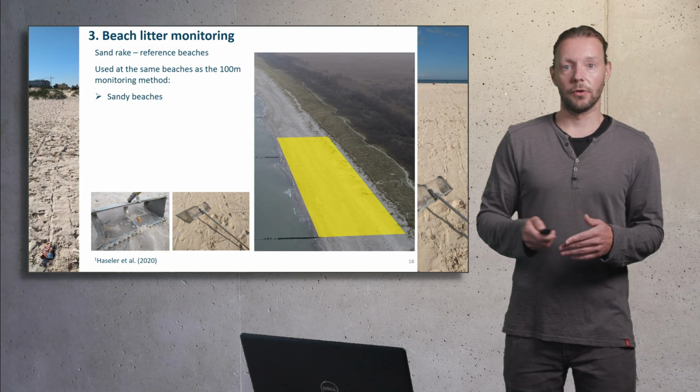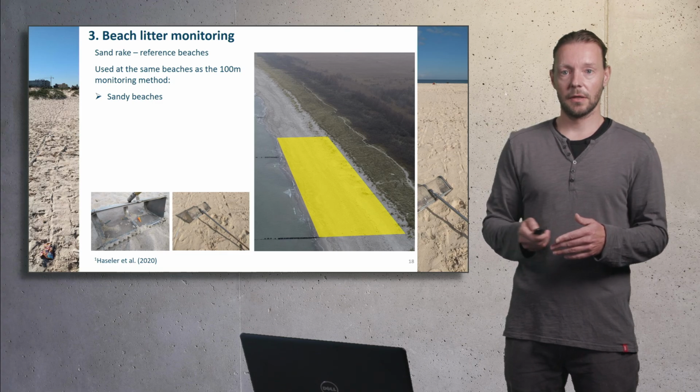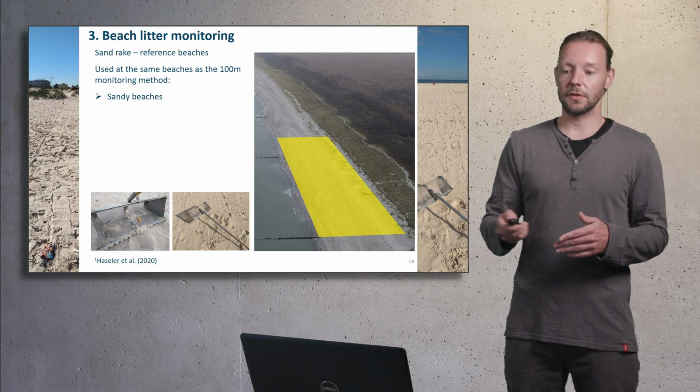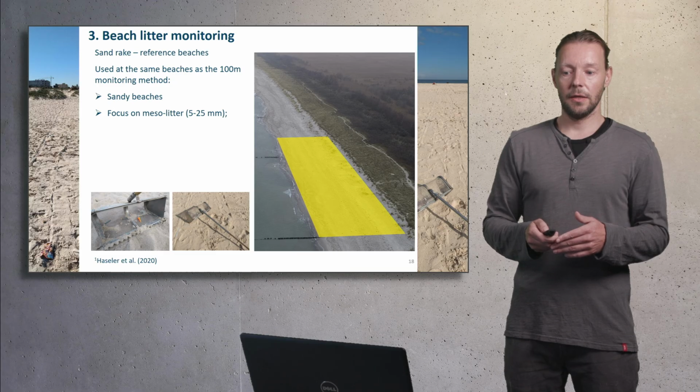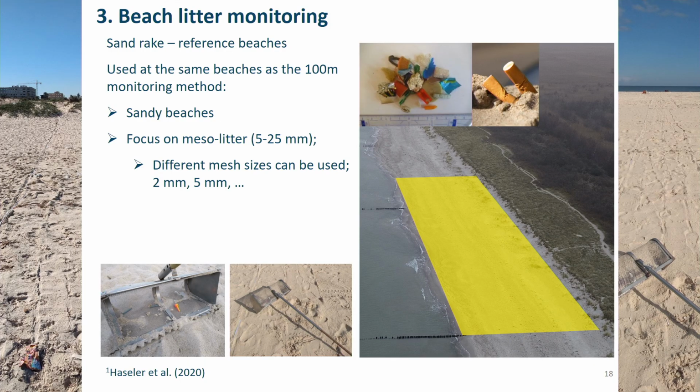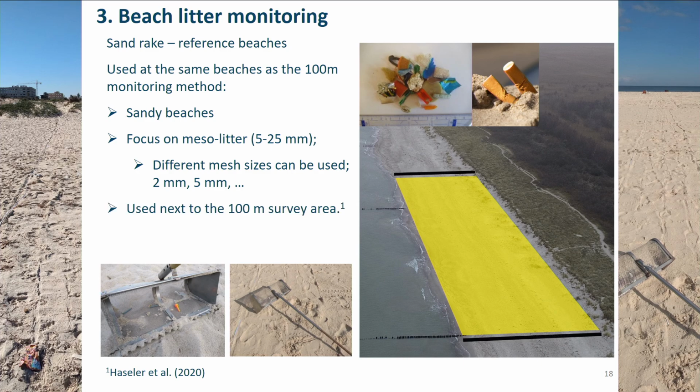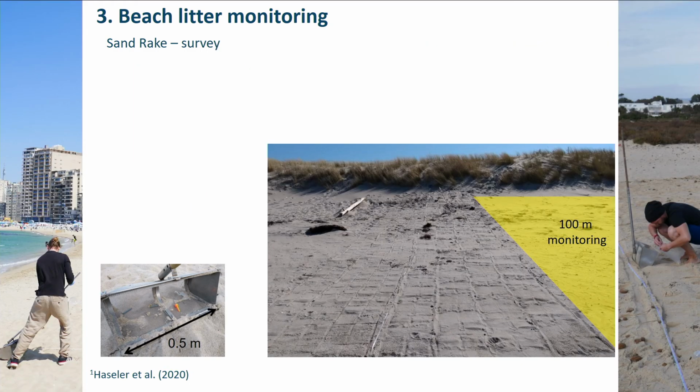Another method I want to introduce to you is the sand rake method. This is also used at the same beaches as the 100-meter method. Here we have to focus on mesolitter, like cigarette butts, for example. Depending on what kind of beaches you investigate and what kind of litter size you're interested in, you can change the mesh size from 2 to 5 millimeters or even 10 millimeters if you want. The method itself is done right next to the 100-meter area, indicated with the black stripes here. And it looks like this.